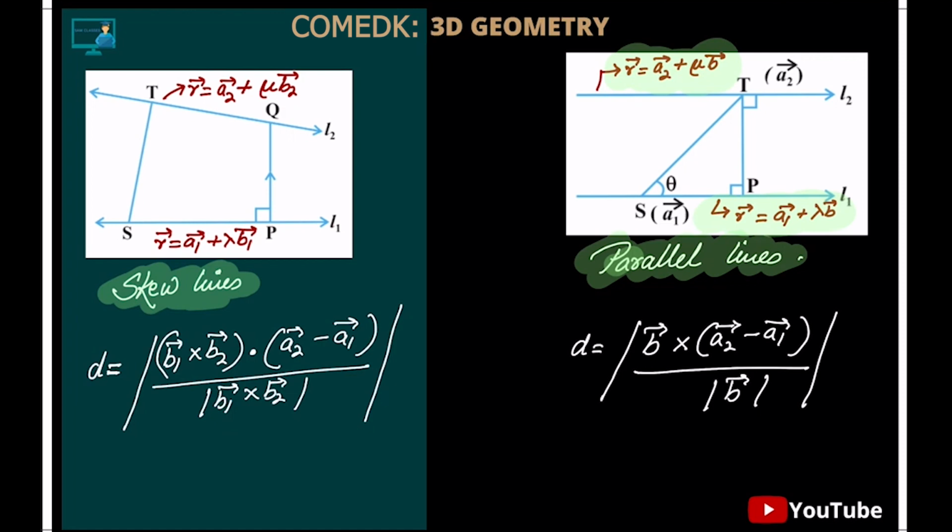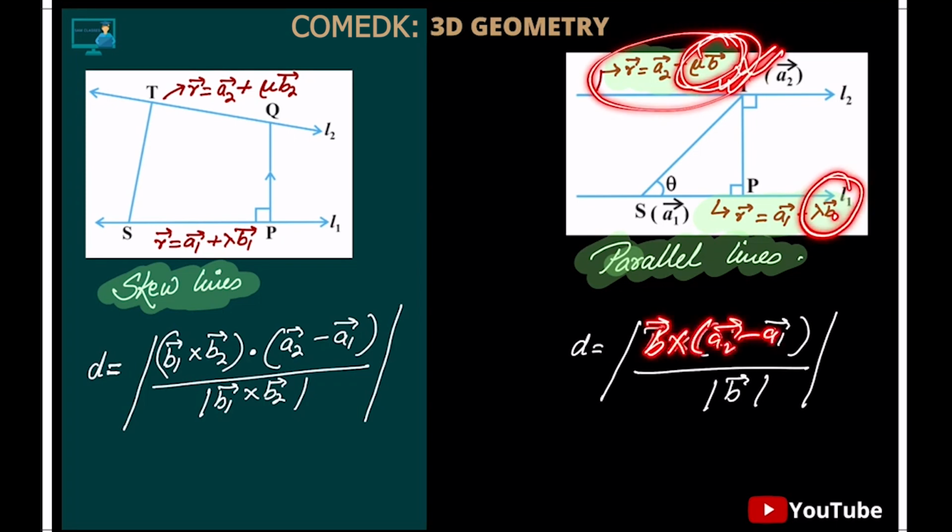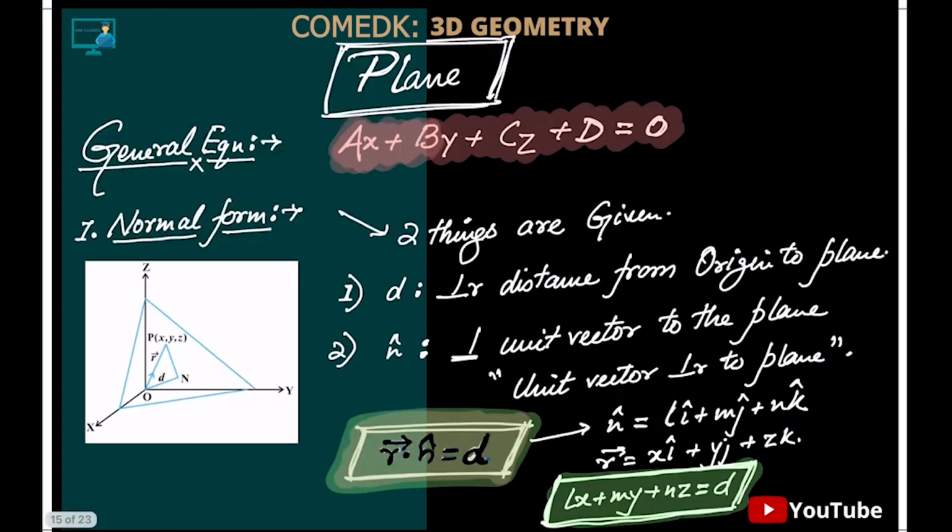Now, if the lines are parallel, then B1 and B2, which we had earlier, both will be equal to B. So it will be B vector cross (A2 vector minus A1 vector) divided by mod of B. That's it. Clear? Now coming to the planes. All this was for the lines.